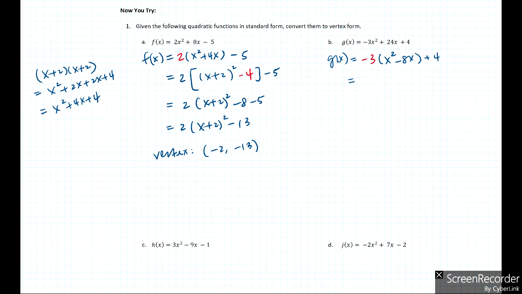And here, if I have negative 3 factored out, and inside the bracket I have x squared minus 8x, that means it will be part of the perfect square trinomial of x minus 4 squared, because negative 8 divided by 2 gives us negative 4, which again comes from the fact that we have the same inside and outside terms. That just doubles.